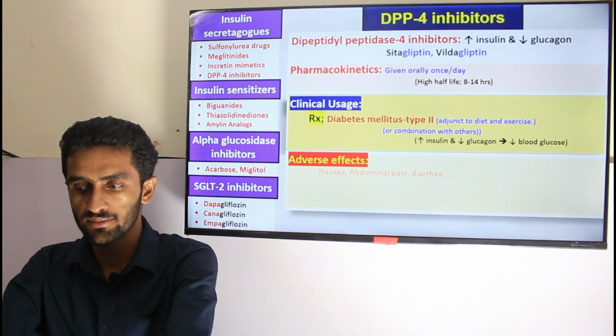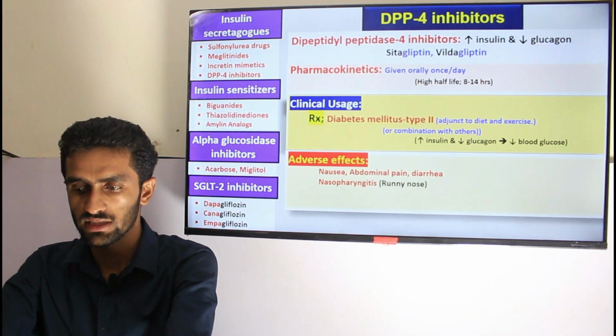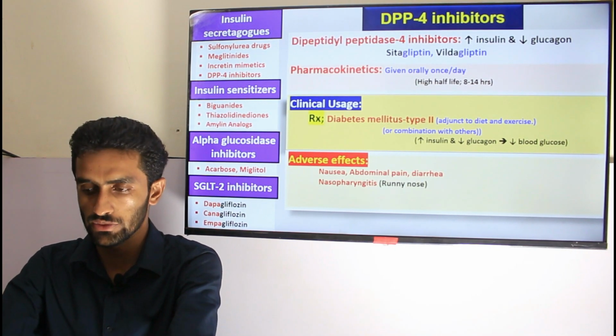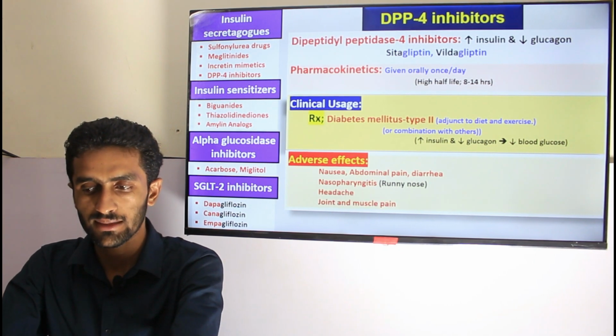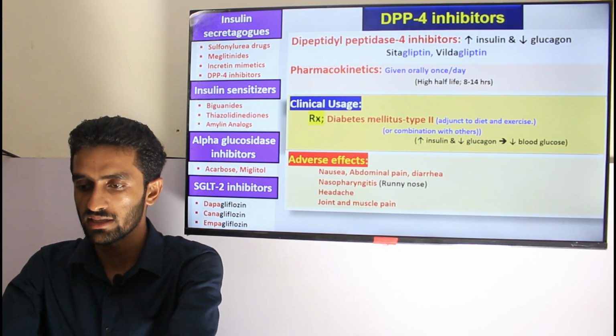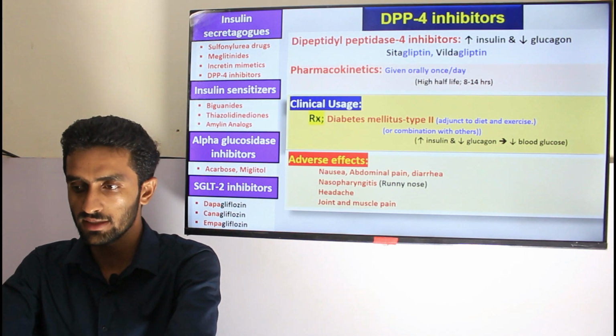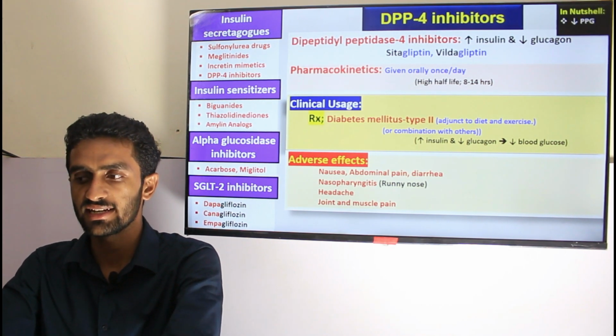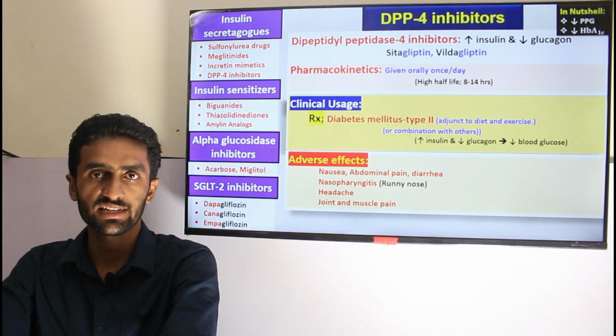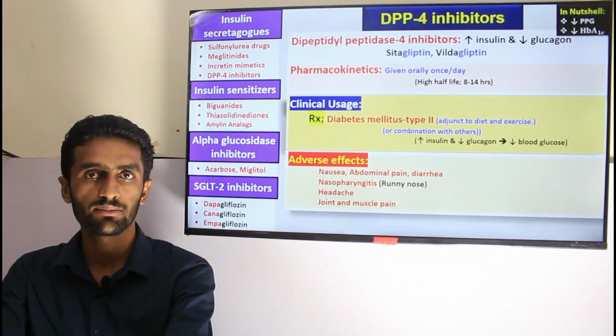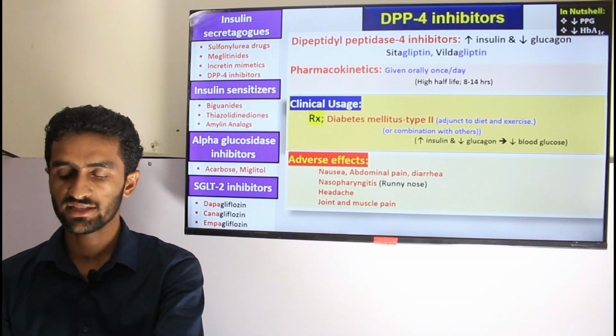Okay, adverse effects: nausea, abdominal pain, diarrhea, of course, and nasopharyngitis, which means a runny nose. And headache, joint and muscle pain. So these are some side effects with the DPP-4 inhibitors. So in a nutshell, they are decreasing postprandial glucose and decreasing the HbA1c. This is all about the insulin secretagogues.